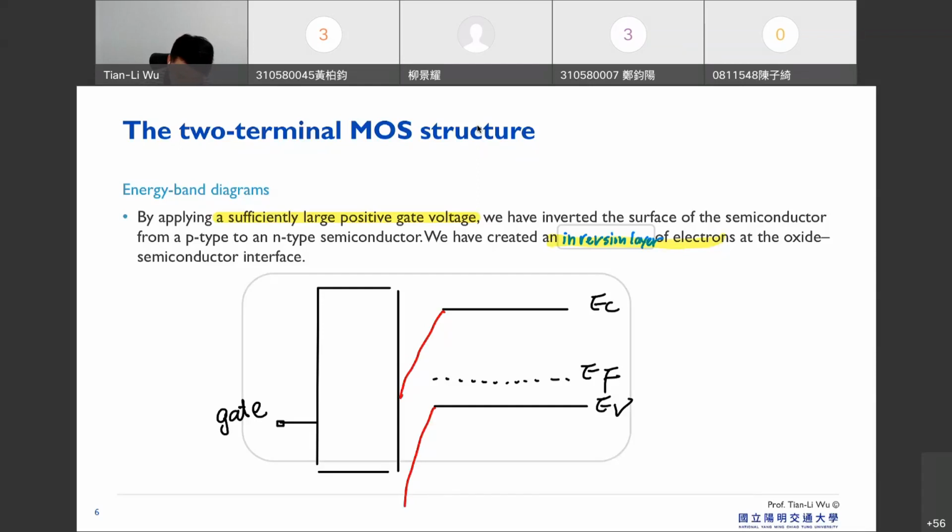This is our Fermi level EF here. You can see the conduction band and the Fermi level are pretty close. This closeness means that they start to invert the electrons here, so this becomes n-type. Therefore, we start to create the inversion layer of electrons here. This is under the case of large positive bias. Under the large positive bias, we start to have this inversion layer at the surface between the dielectric and the p-type semiconductor.